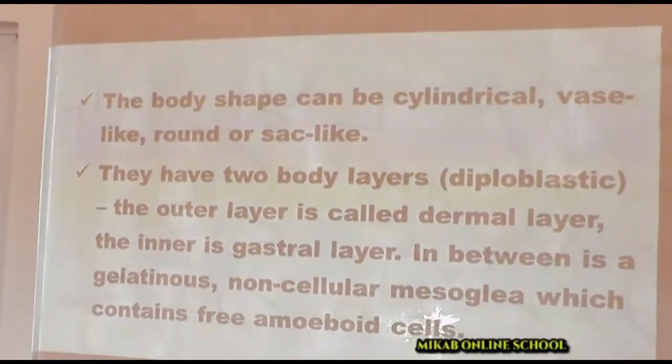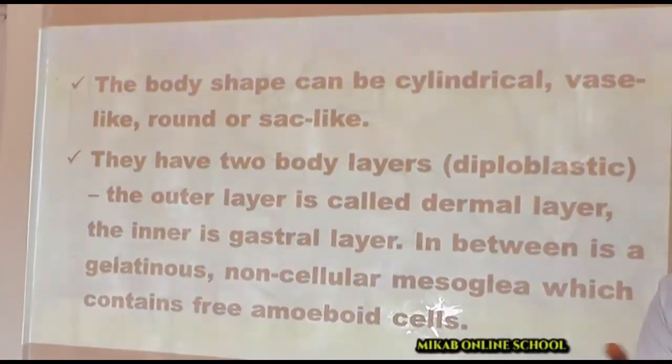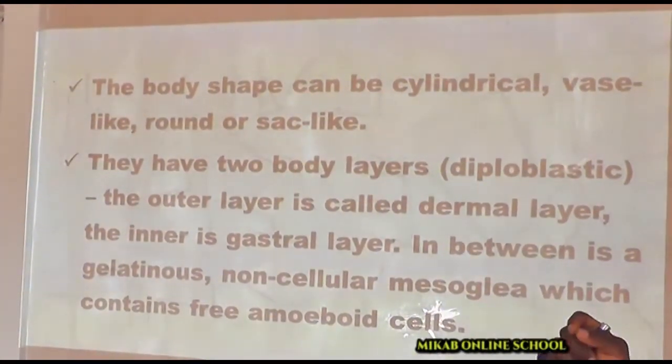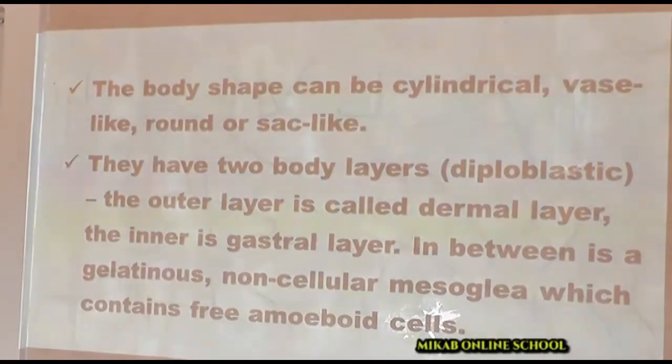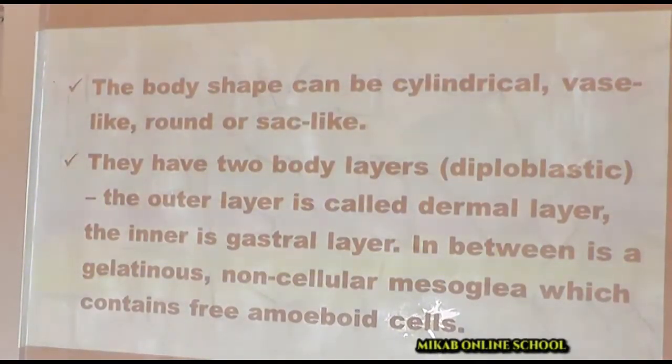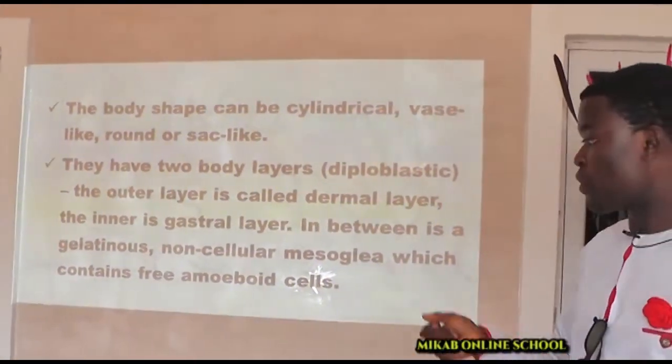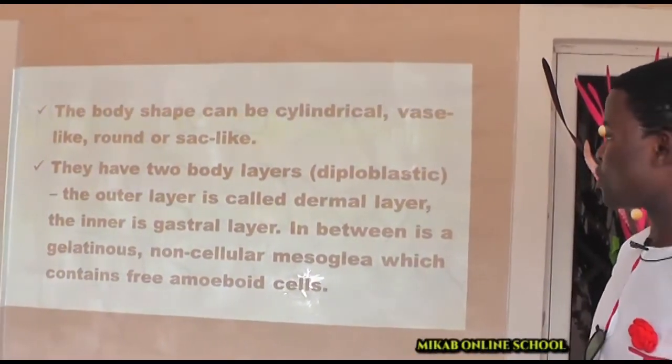They have 2 body layers. This will remind you of one of the points which we use in justifying the reason why there should be a division or classification of animals into different phyla. These organisms have 2 body layers, and that is known as what? Diploblastic. Very good. Diploblastic animals are animals whose body layers are 2. We are going to learn about this particular group later.